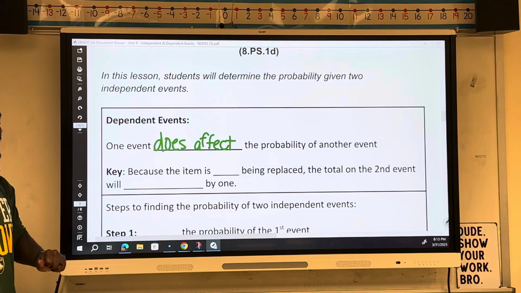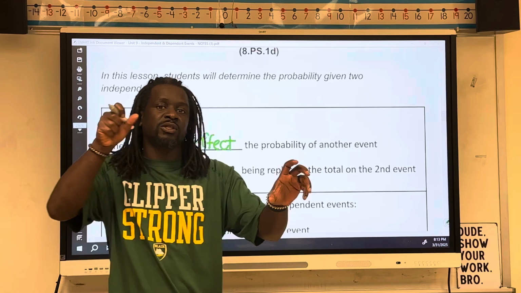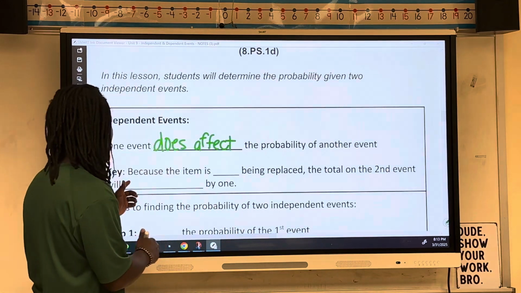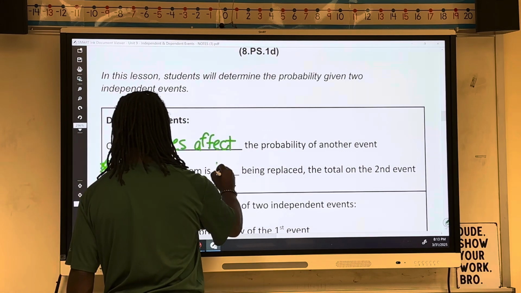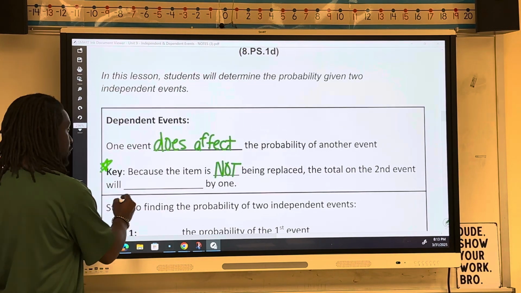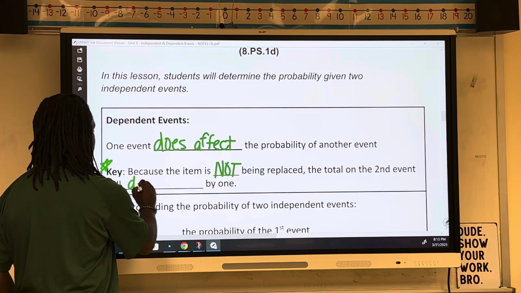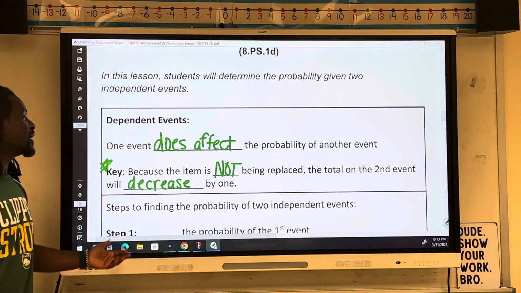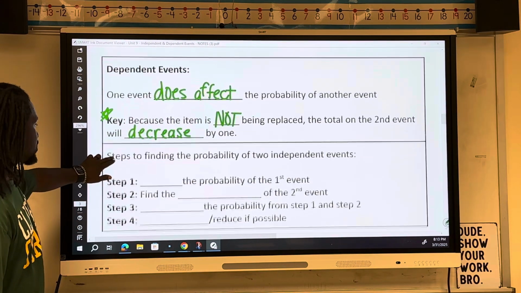And so, here's the key. The reason that these are dependent is because one item is going to be removed, so your total is going to be decreased by one. This is what you need to remember: this is dependent because the item is not being replaced. It is being removed, taken away, and therefore the total will decrease by one, which is going to lead to a higher probability of this event. We're going to see that later in the unit.